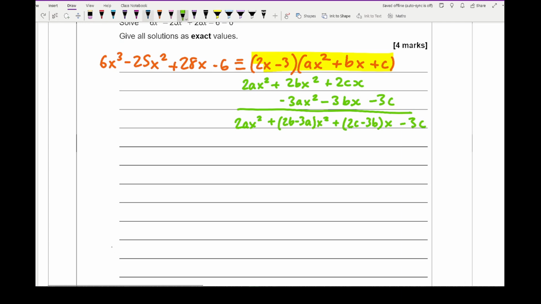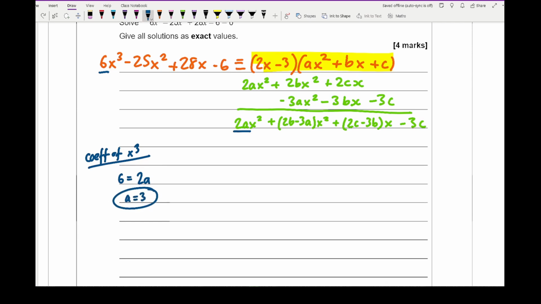Now what we need to do is compare the coefficients to try and find out what a, b and c are. So looking at the coefficients of x cubed, on the left hand side we've got 6, and on the right hand side we've got 2a. So that means that a equals 3. So that's one of my values.